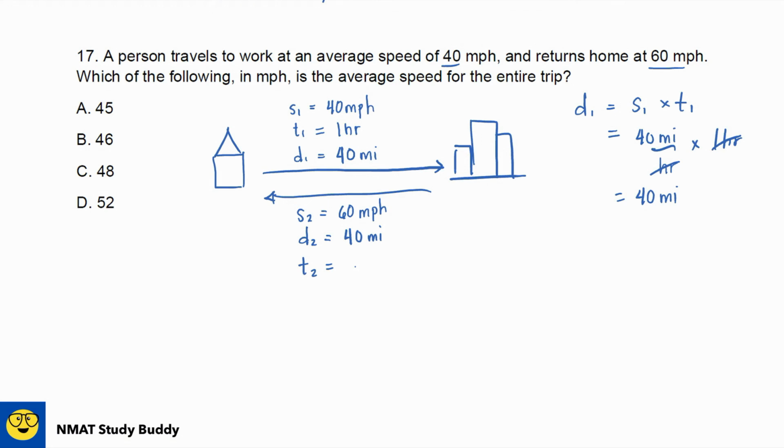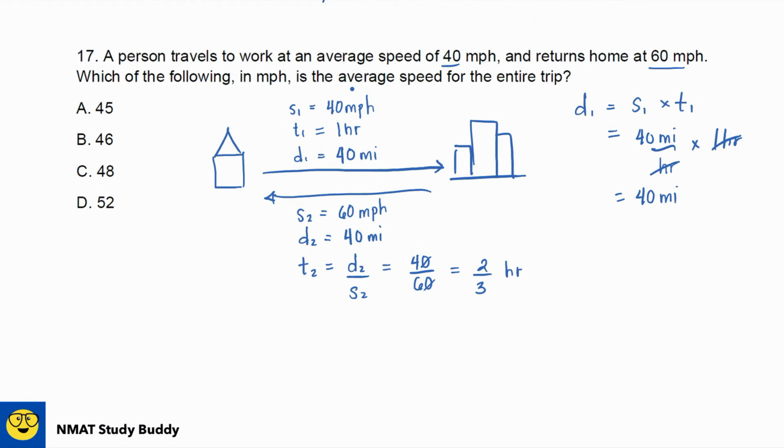time. So, time is equal to distance over the speed. So, 40 over 60, which is also equal to 2/3. Because the 0s cancel, then divide the numerator and denominator by 2. So, we get 2/3. So, 2/3 hour is the time it takes on the way back.